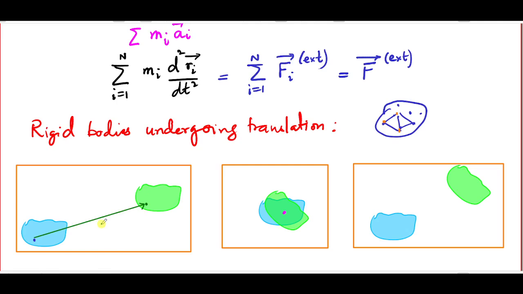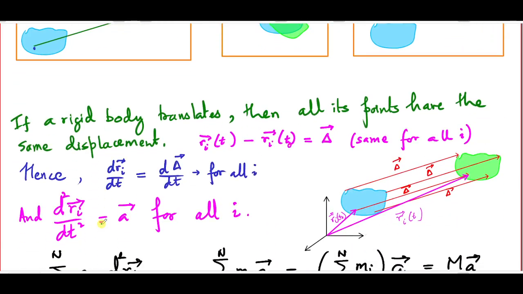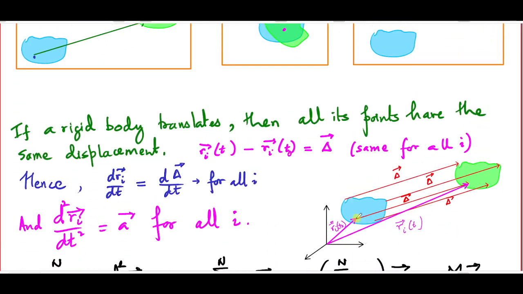The point is, under translation, each and every point of the rigid body gets displaced by exactly the same amount. We have shown that in this picture here. This point gets displaced here, this point gets displaced to this point here, this point gets displaced here, and so on. And the displacement vector of each one of them is one and the same, namely delta.